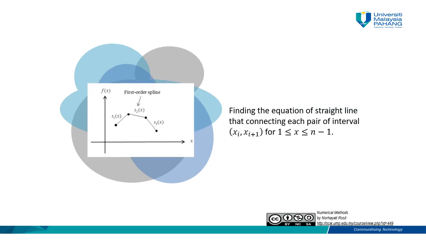The basic idea of first order spline is we are going to find the equation of the straight line that connects each pair of the interval. So for example, in this graph, we have 4 points here, point number 1, point number 2, number 3, and number 4. And all the points here are connected by straight lines. So now we are going to find the equation of the straight line for S1, S2, and also S3.